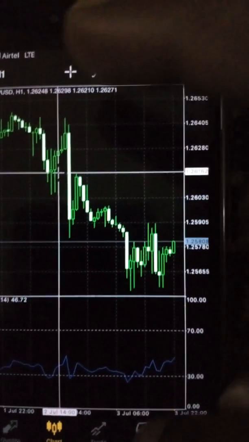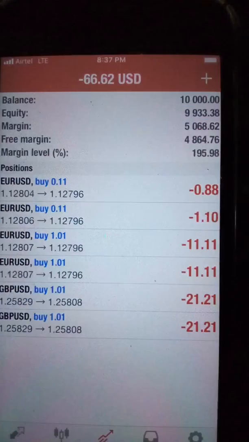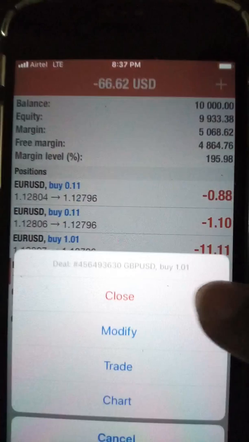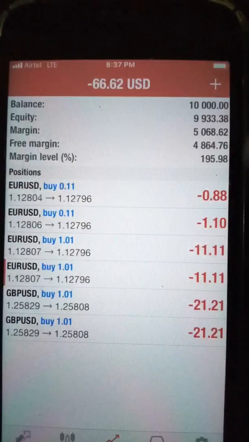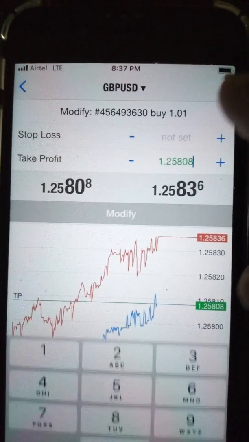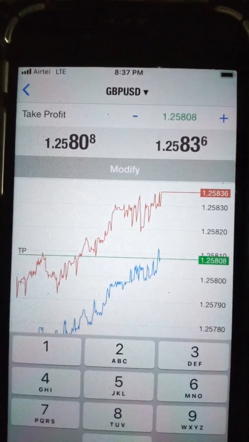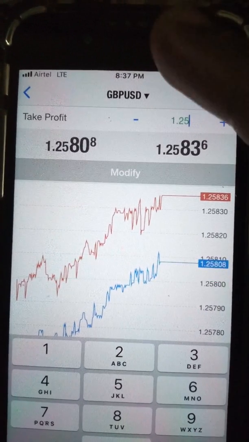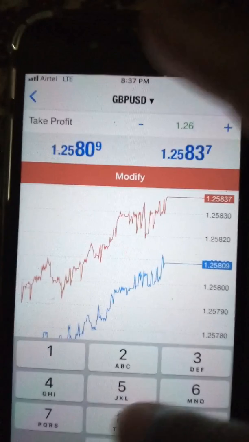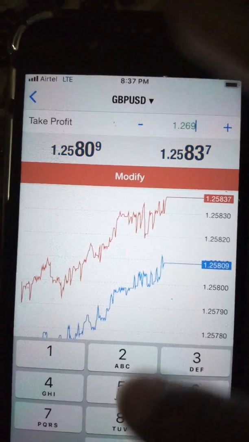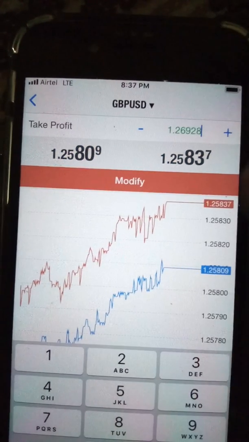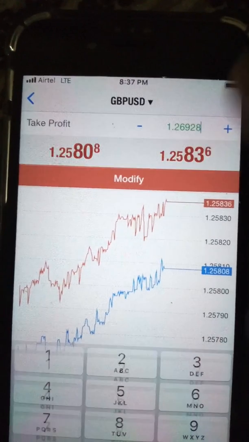I want to put my take profit as 1.126169. So I simply come to my trade, and I come to adjust it, and I click on it and modify. 1.126169. So I modify.